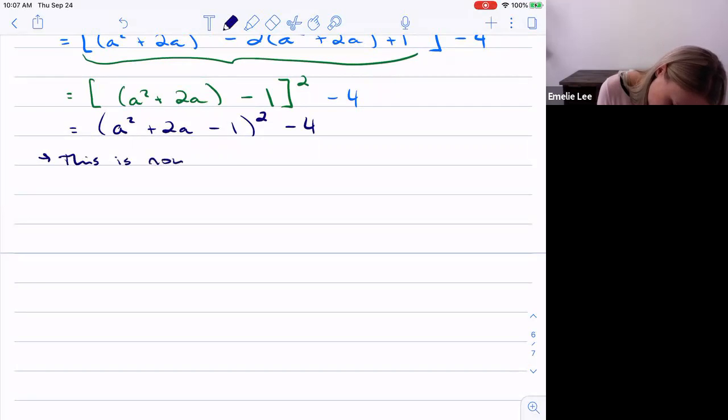This is now factored completely. I can't accordion it up any tighter, and so then we say it's factored completely.